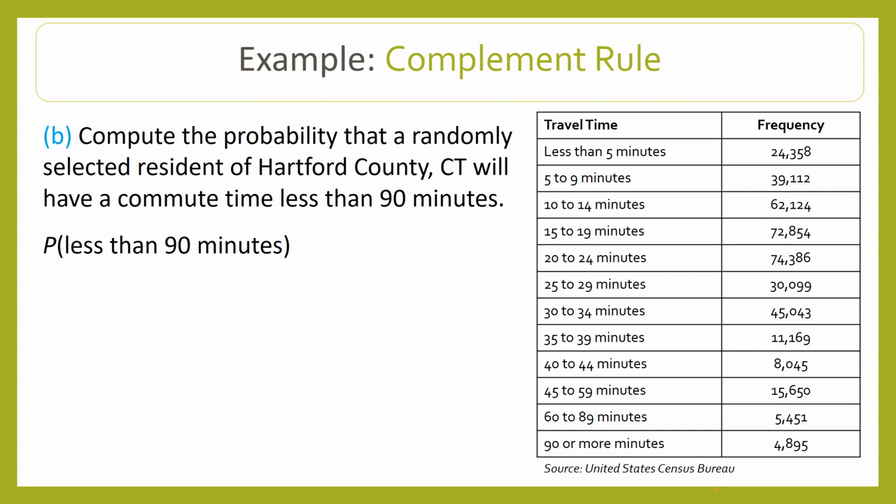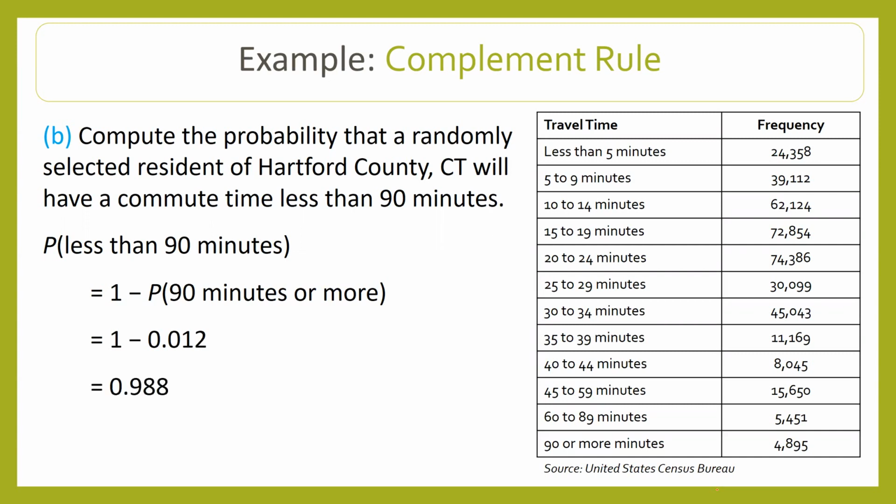Now, clearly, those who travel less is the complement of those who travel 90 or more. So we don't have to go through everything in the table again. Since we know the probability of those who travel 90 or more, we just subtract it from 1 to get the probability of those who travel less than 90 minutes. So 1 minus the probability of 90 minutes or more. And we got 0.012 before, so this would be 1 minus 0.012, and that would be 0.988.